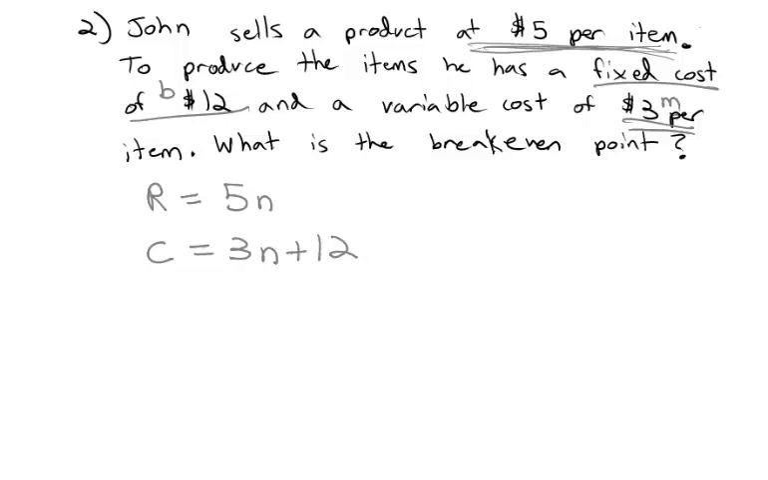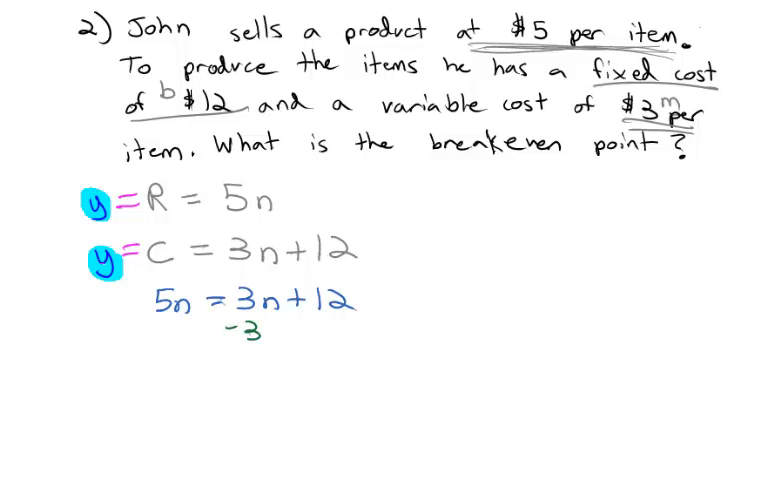We want to know the break-even point. We want to know when both of these are even, or both of these are the same values. So instead of R and C, I'm going to use Y for both of them, because we want them both to be the same. Well, if they're both equal to Y, we can set them equal to each other. So we're going to say 5N is equal to the other equation, the cost equation, 3N plus 12. In other words, the money that we bring in is the same as the money that goes out.